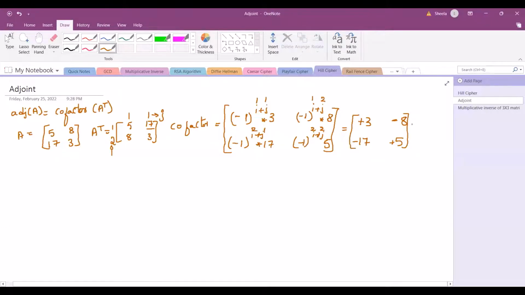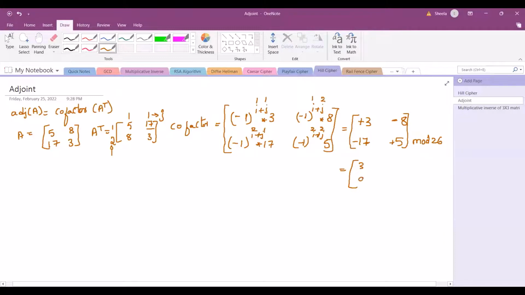Since the numbers minus 8 and minus 17 are not in the range of 0 to 25, we need to take mod 26. How do we get mod 26? You just add 26 to the negative number. So when we add 26 to minus 17, what do we get?